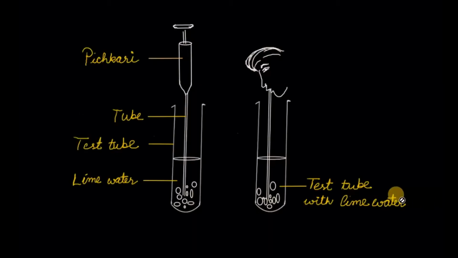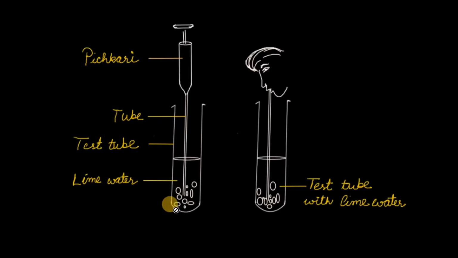Before going into further details, let's perform a simple activity. Take 2 test tubes and put some lime water inside these test tubes. In one of the test tubes, we will pump in air using a syringe, and we will notice how much time this lime water takes to turn milky, as lime water turns milky when it reacts with carbon dioxide present in the air.